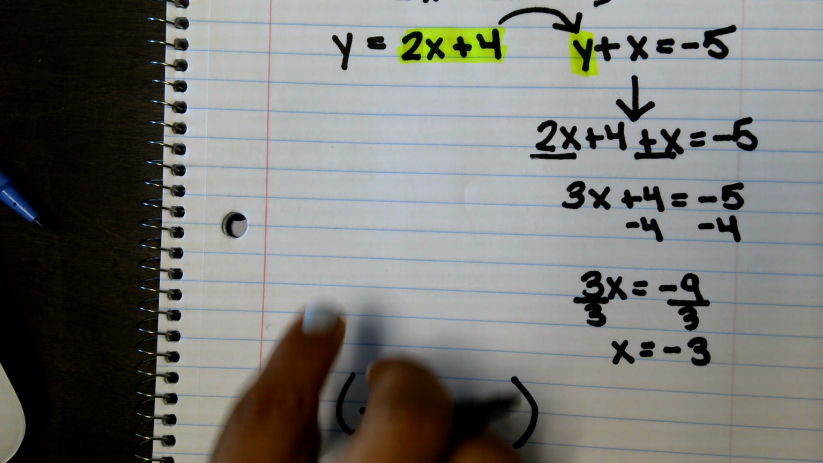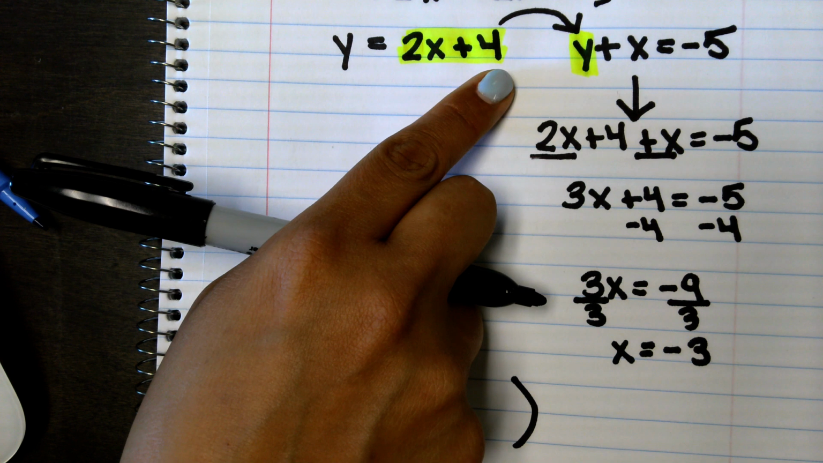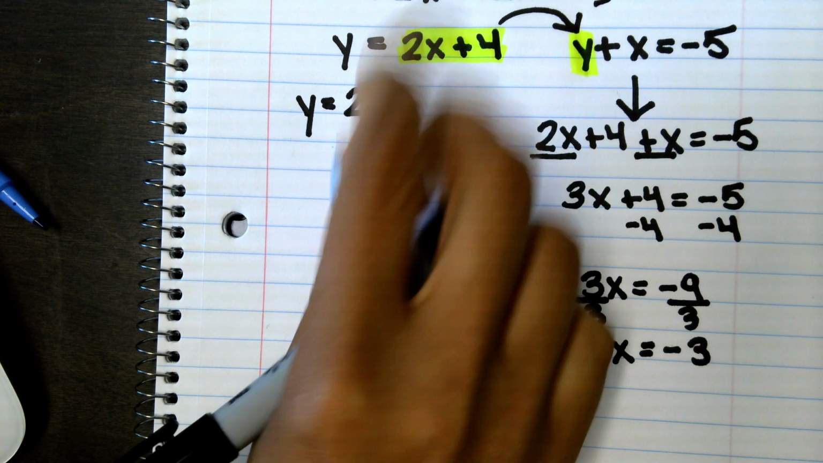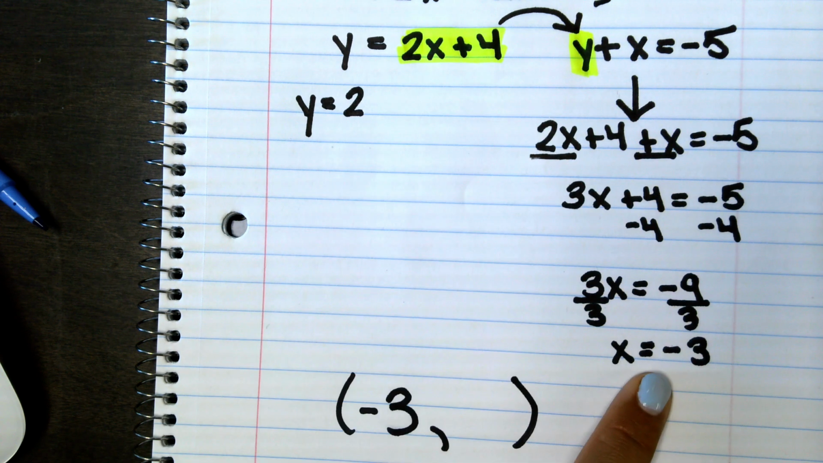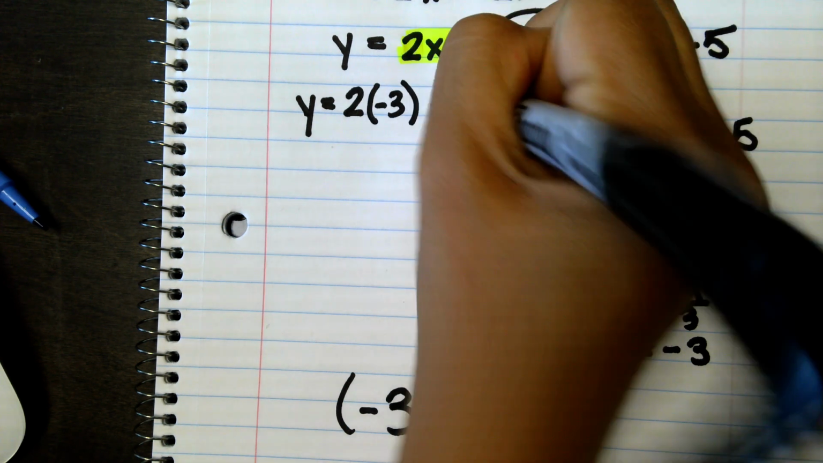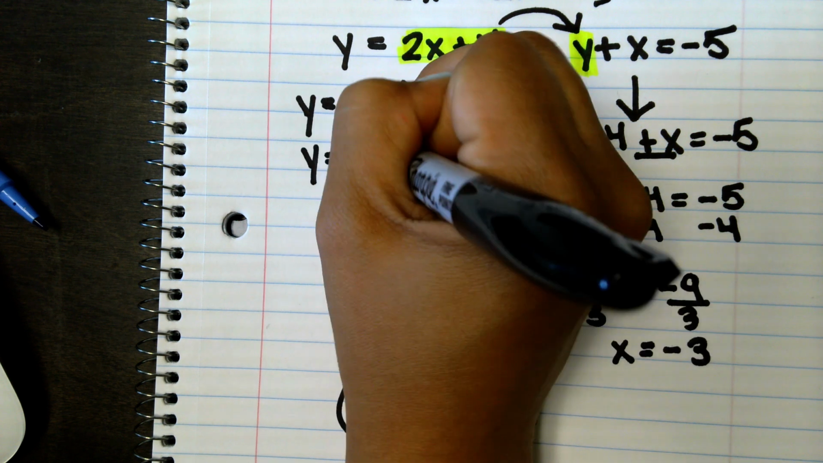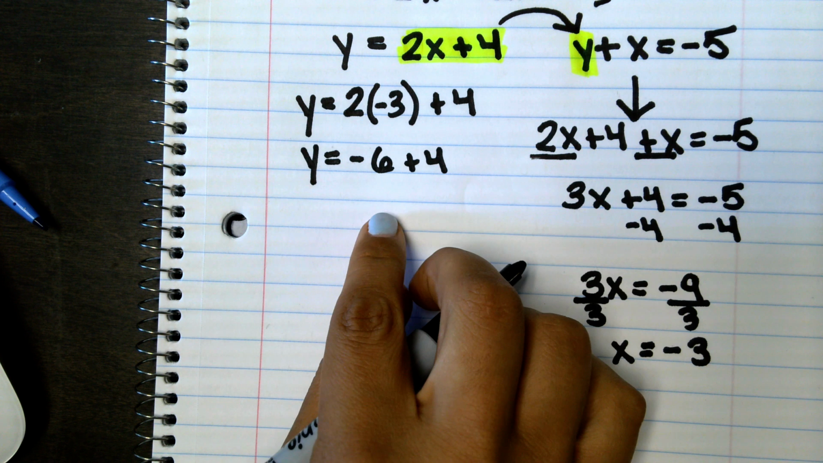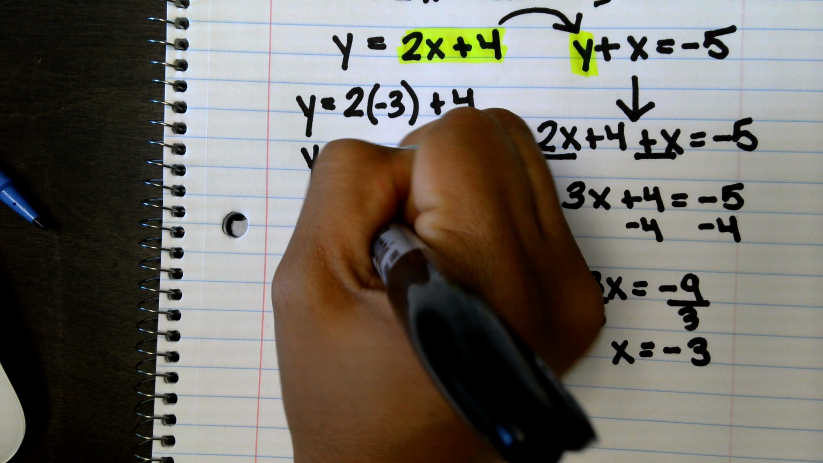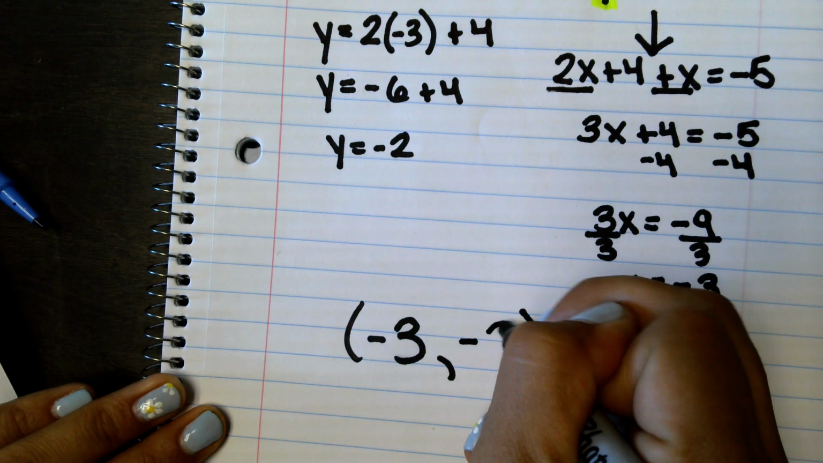How could we find our y? Well, we know that y is equal to 2 times x plus 4. So y equals 2 times, hey, we know what x is. It's negative 3. So 2 times negative 3 plus 4. 2 times negative 3 is negative 6. So we have y equals negative 6 plus 4. And I'm imagining my number line, negative 6 plus 4, y equals negative 2. So my y would be here, negative 2.